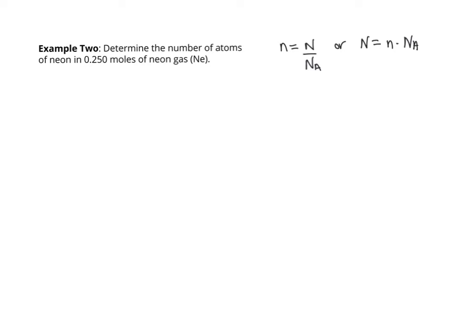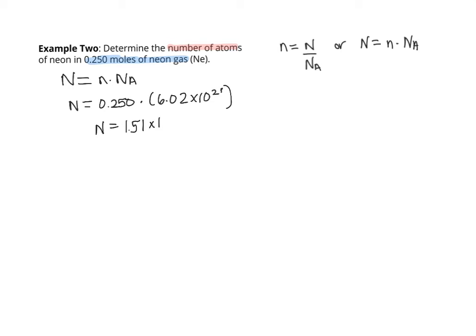This question says to determine the number of atoms of neon in 0.25 moles of neon gas. So we're going to write our equation. We are looking for molecules or atoms, so N equals n times Avogadro's number. Our moles is 0.250 times 6.02 times 10 to the 23rd. And N equals 1.51 times 10 to the 23rd atoms of neon.